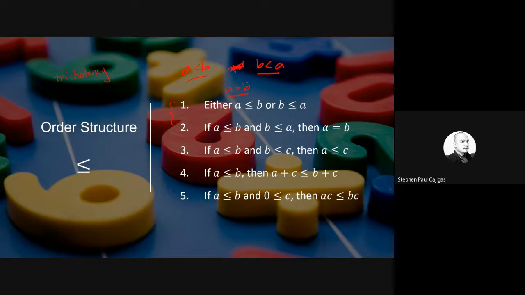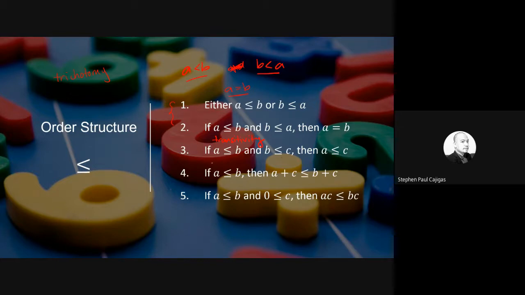So they can both be true, at any given point only one of the three is true. So number 3, again, this is called the transitivity property. So if A is less than or equal to B and B is less than or equal to C, then A is less than or equal to C.